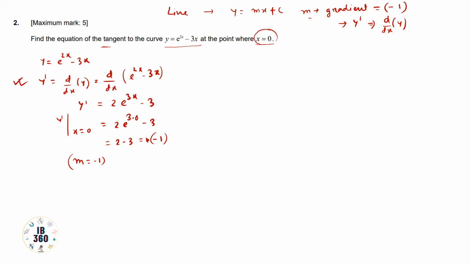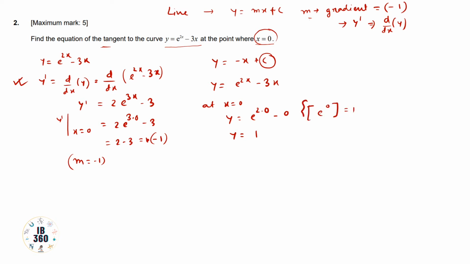So now the equation becomes y equals minus x plus c. Now we have to find the value of c. So at x equals 0, we will find the value of y. So y equals e to the power 2x minus 3x. So at x equals 0, the y value will be e to the power 2 into 0 minus 0. So y equals 1. At x equals 0, y equals 1. You can see here this is basically e to the power 0, so equals 1.